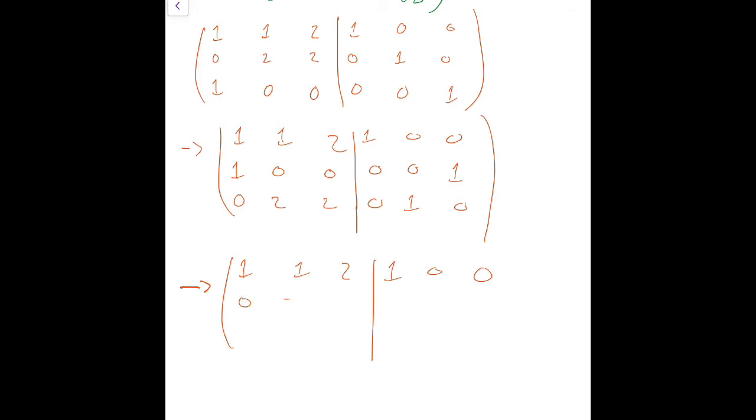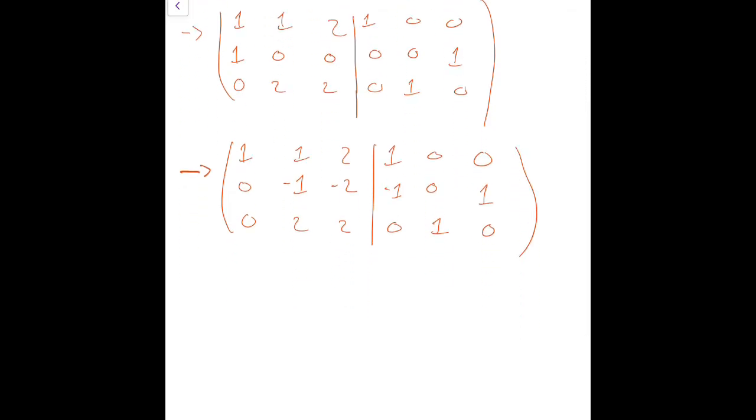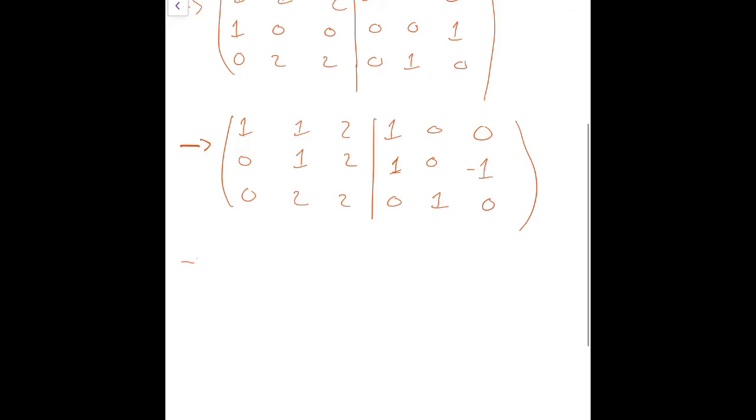So (1, 1, 2, 1, 0, 0). 1 minus 1 is 0. 0 minus 1 is minus 1. 0 minus 2 is minus 2. 0 minus 1 is minus 1. 0 minus 0 is 0. 1 minus 0 is 1. Then (0, 2, 2, 0, 1, 0). Okay, and I'm going to multiply row 2 by minus 1. So take away these negative signs and then add 1 there.